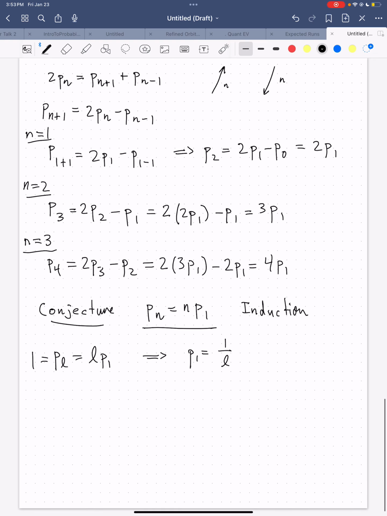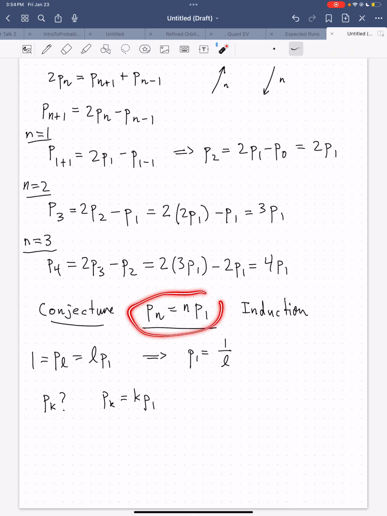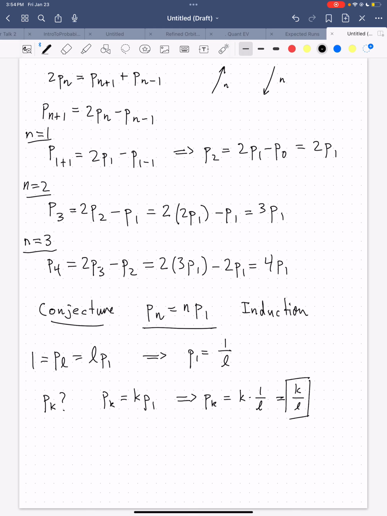And now we're basically done, because then the question asks for what is PK. Well, PK is K times P1 by our conjecture here. And so that means that PK is K times 1 over L, or K over L, as claimed.